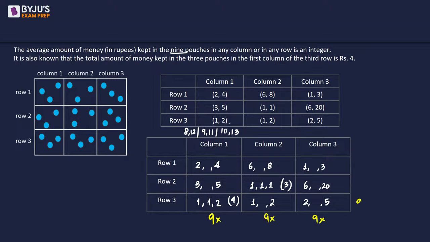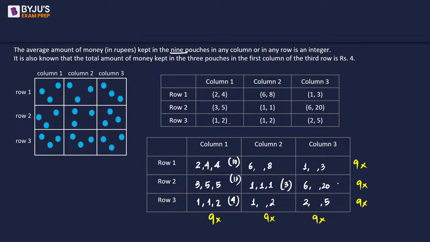So if we want it to be in the table of 9, 8 and 12 is 20, 20 plus 4 is 24. It's not in the table of 9. 9 and 11 is 20, 20 plus 4 is not in the table of 9. 10 and 13 is 23 plus 4, 27. This is in the table of 9. So this tells us that we are supposed to have 10 here and 13 here. For 10 we will need a 4 and for 13 we will need a 5. So we need the table of 9, not 3.